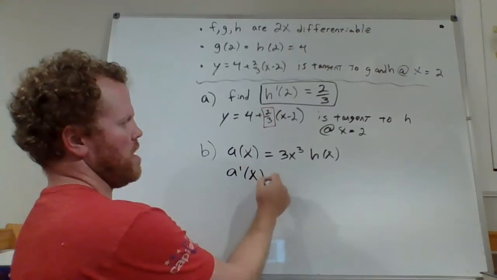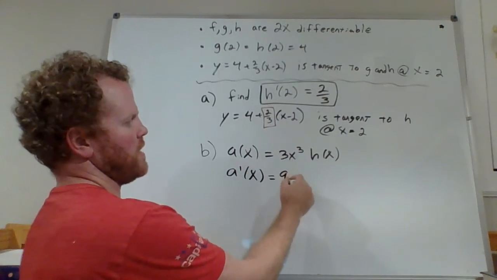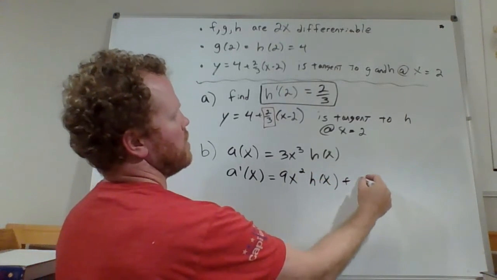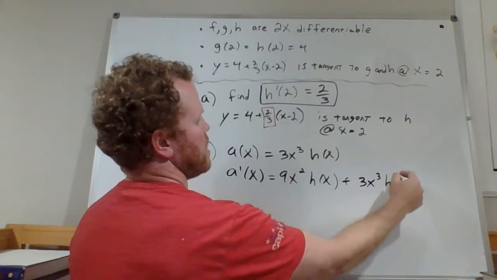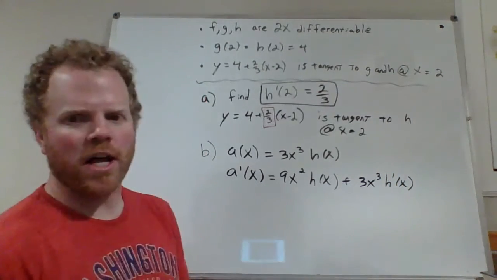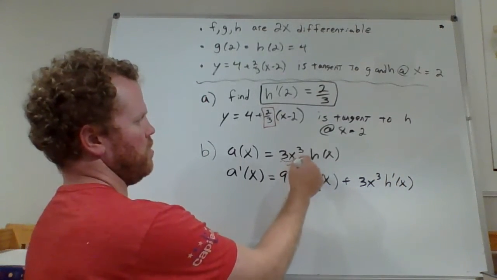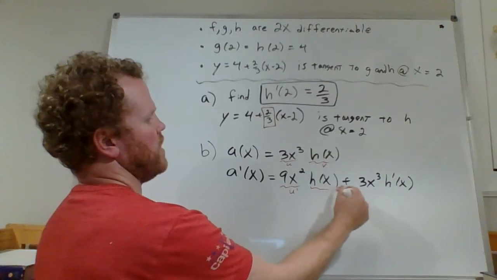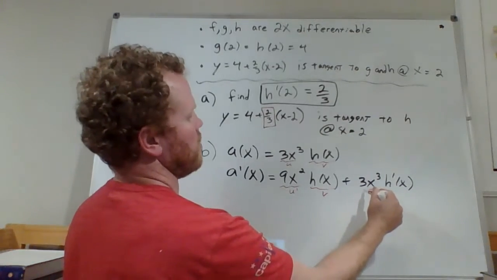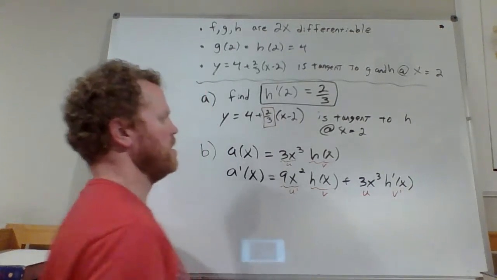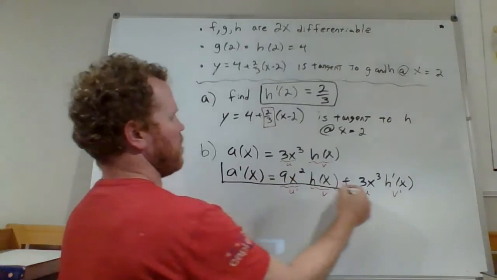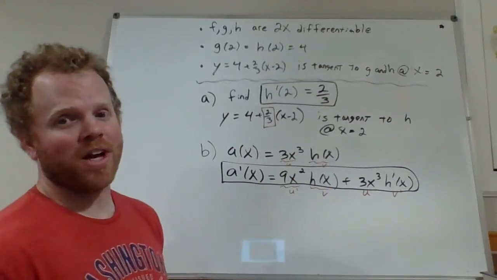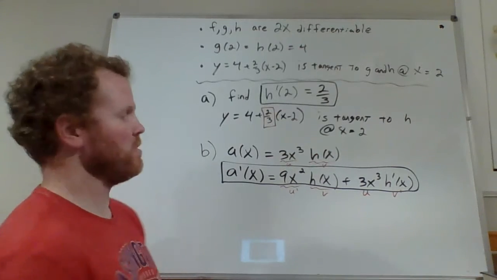a prime of x is, 3 comes down, that makes 9x squared times h of x plus 3x cubed times h prime of x. We're just flying through our product rule where this is our u and this is our v. So that's our u prime, that's our v, plus that's our u, and that's our v prime. But we're pretty much done here as far as finding a prime of x. Now we just need to plug in 2, and whatever we wind up getting is the answer to this.